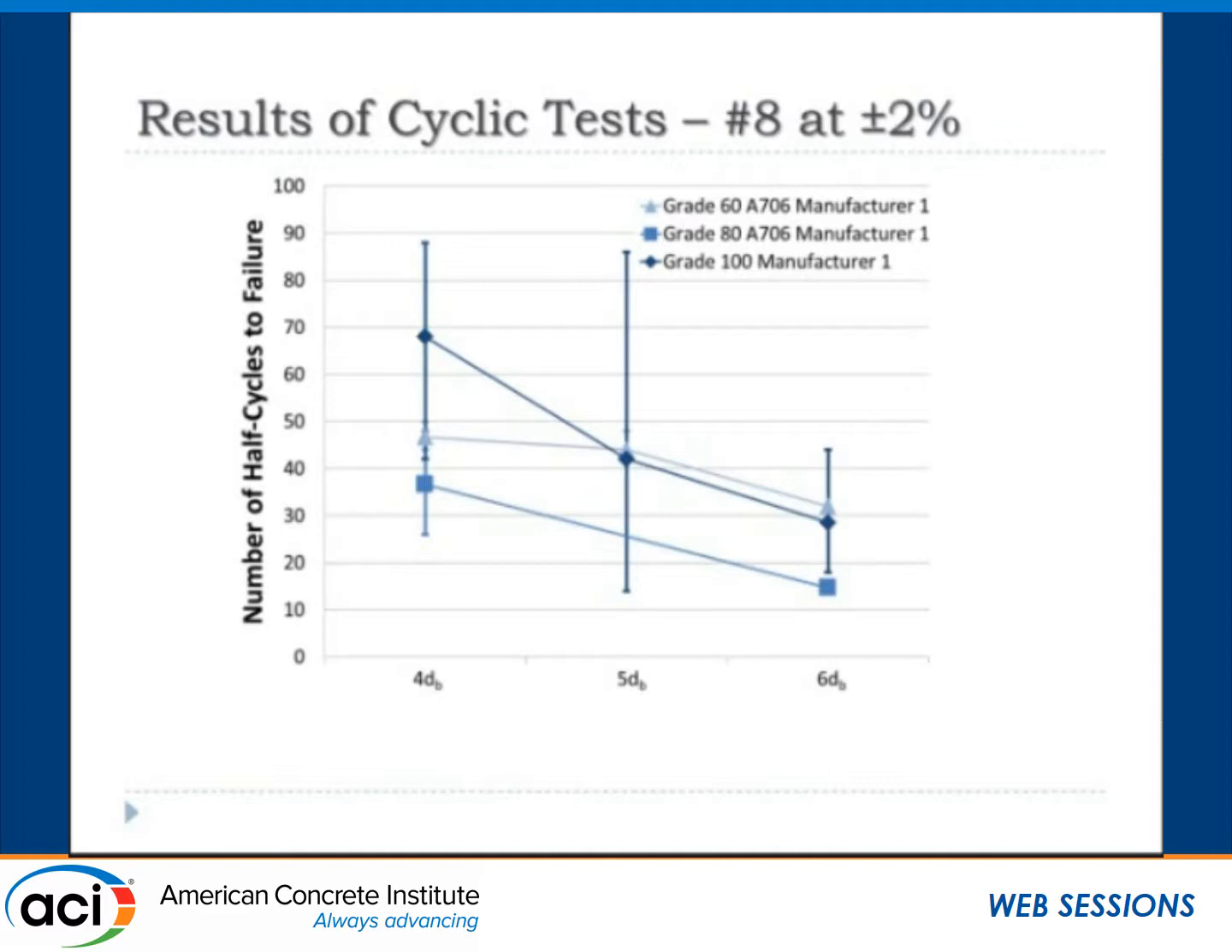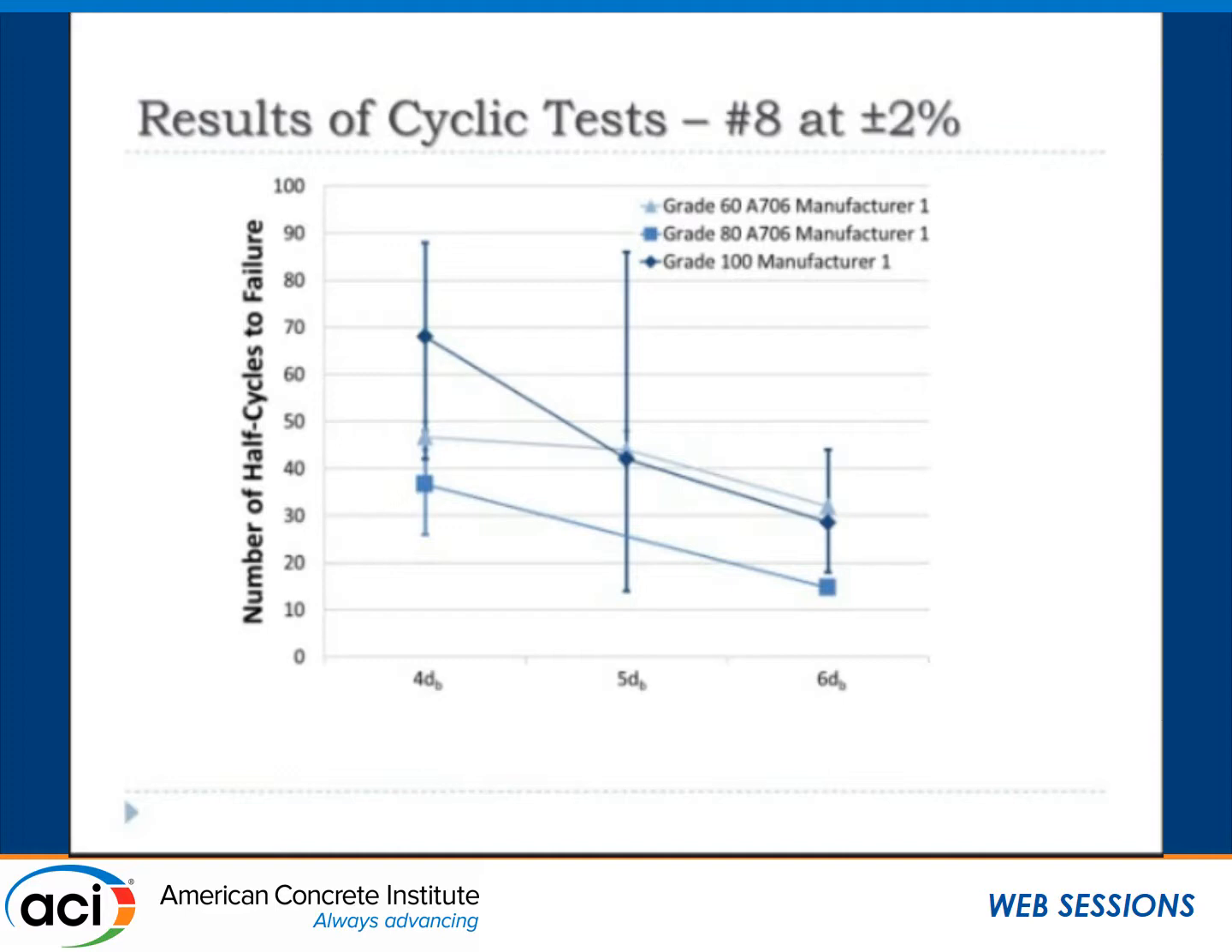But I think what I found the more interesting part is if you look at the error bars for the test, so we put on the error bars. For the grade 60, the error bars are right here and right there. You can barely see them here and you can barely see them there. The error bars for the grade 100 bars were from here to there, and from here to there, and from here to here. So very big variability in the numbers.